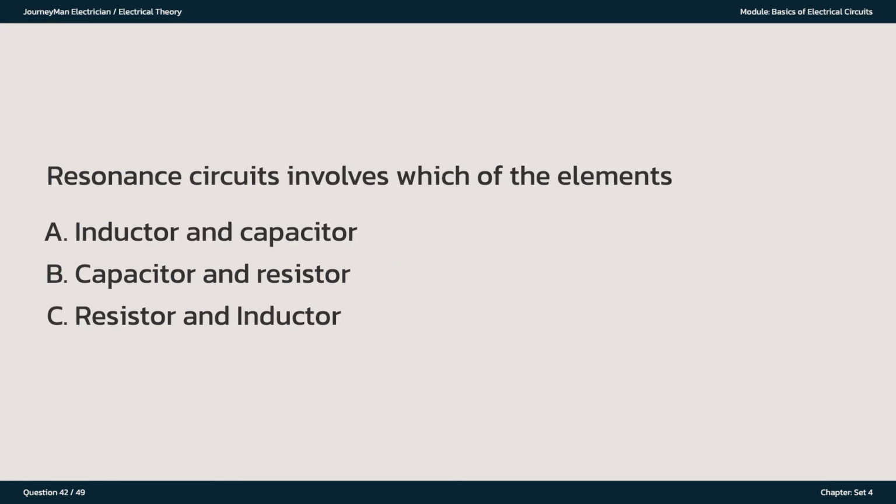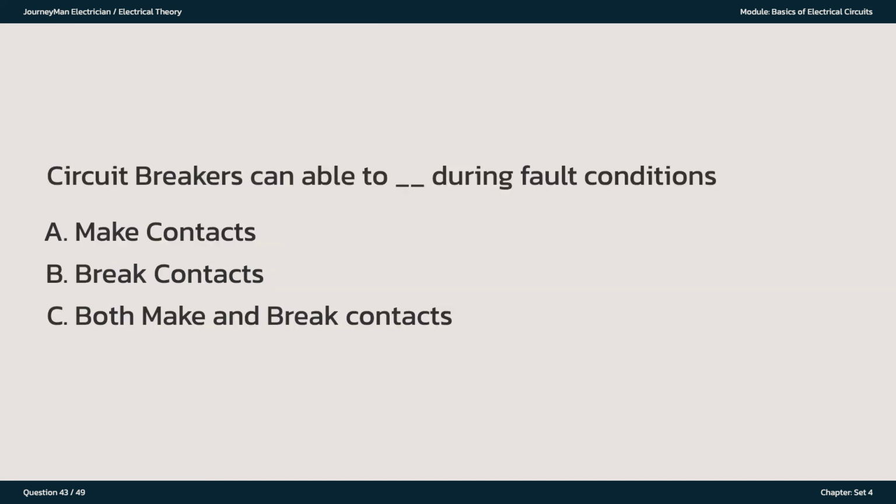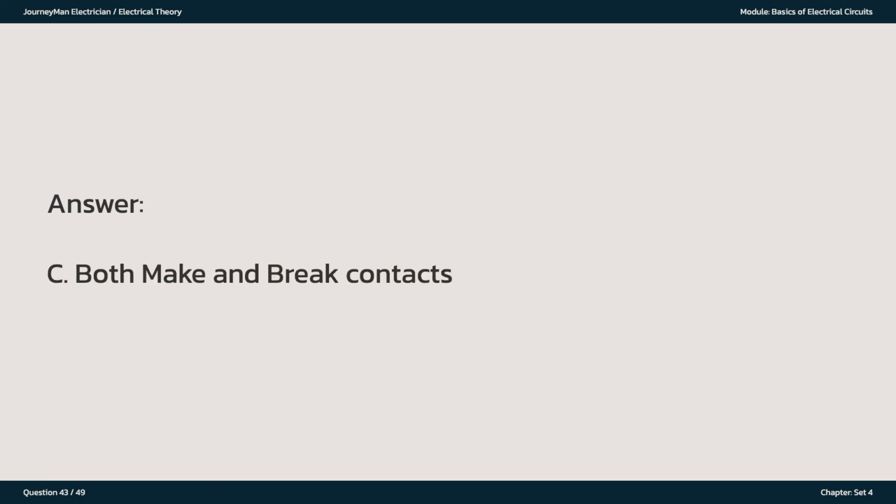Resonance circuits involve which of the elements? A. Inductor and capacitor, B. Capacitor and resistor, C. Resistor and inductor. The answer is A. Inductor and capacitor. Circuit breakers are able to do what during fault conditions? A. Make contacts, B. Break contacts, C. Both make and break contacts. The answer is C. Both make and break contacts.